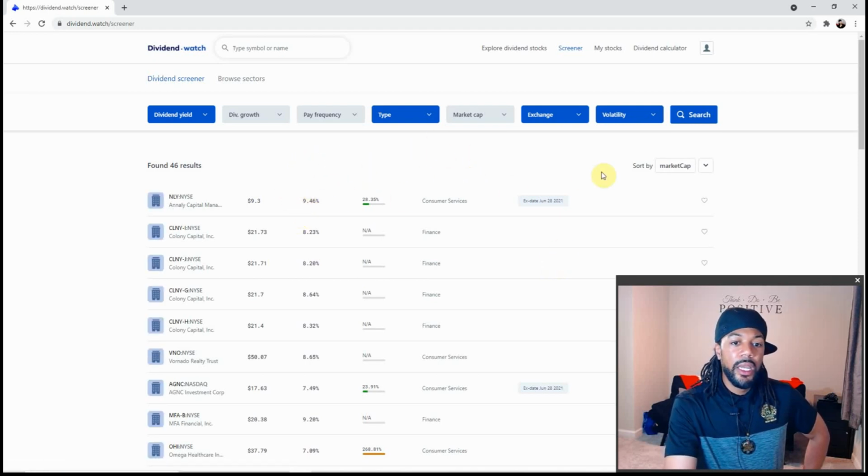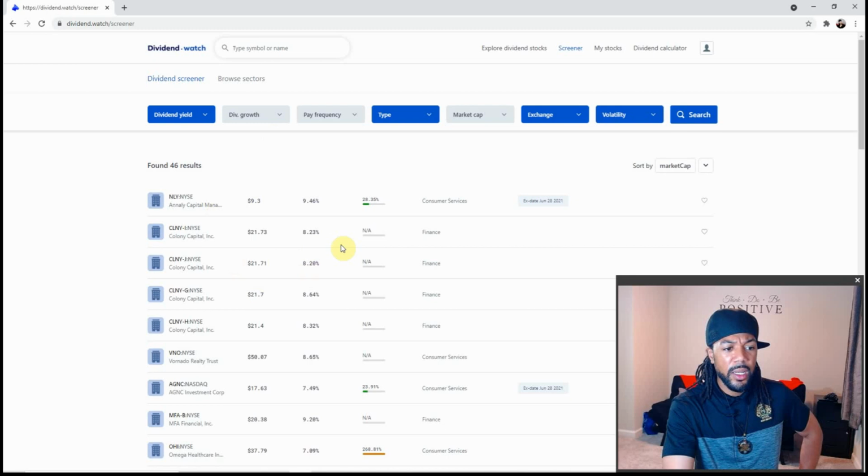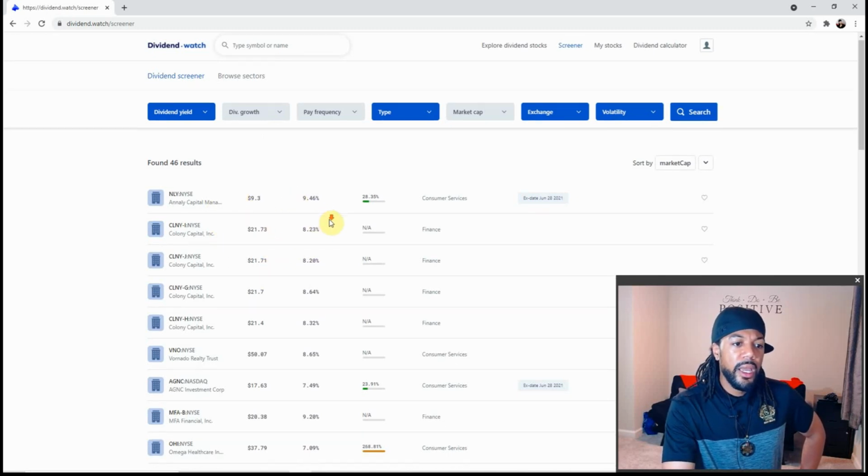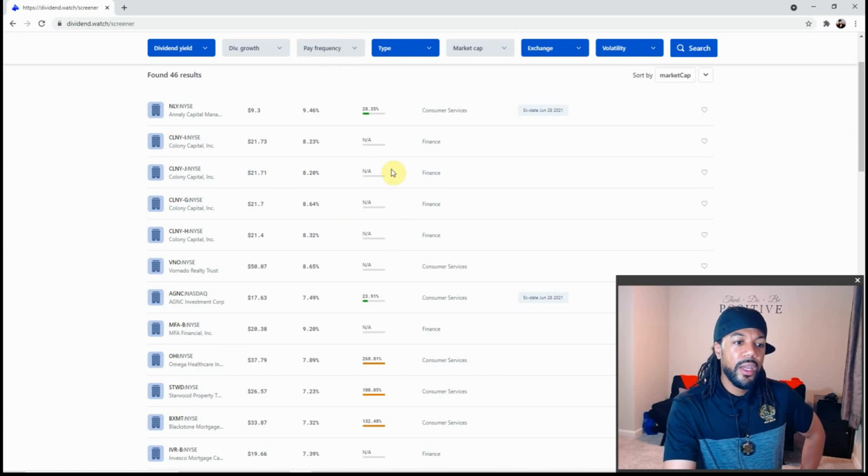And it's sorted by market cap. So the ones at the top are the larger companies. So they should be a little more stable, bigger names. And it's good to point out that right here, when you see this NA, this is supposed to be the payout ratio. When you see this NA, a lot of companies, due to COVID, suspended their dividends. So I definitely don't want any of these companies that had this NA.